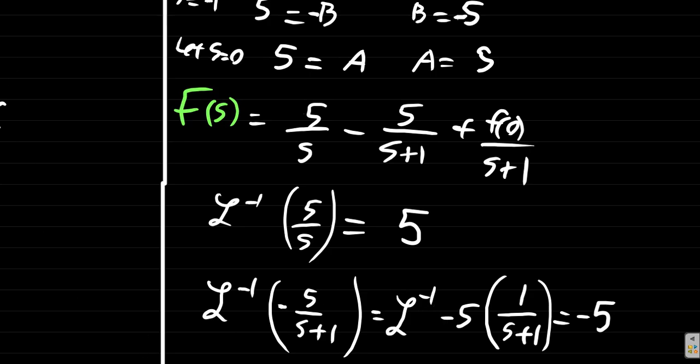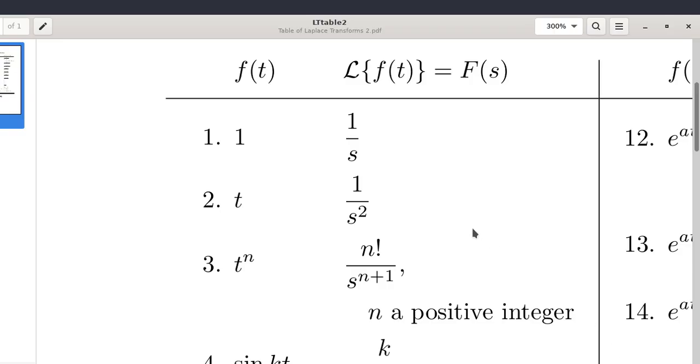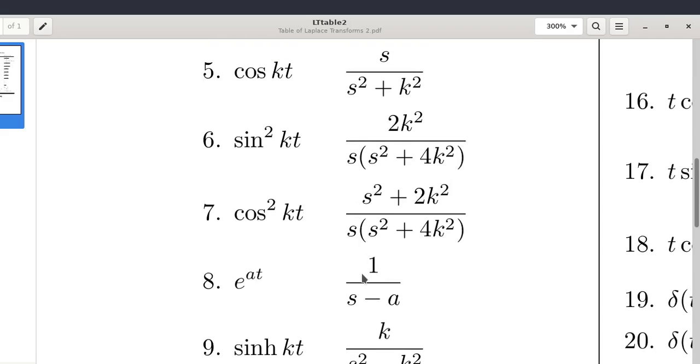So let's just move them. It's negative 5 times the inverse Laplace transform of 1 over s plus 1. So what's the inverse Laplace transform of 1 over s plus 1? Let's see. Alright, so we have 1 over s minus a. The inverse would be e to the positive at.